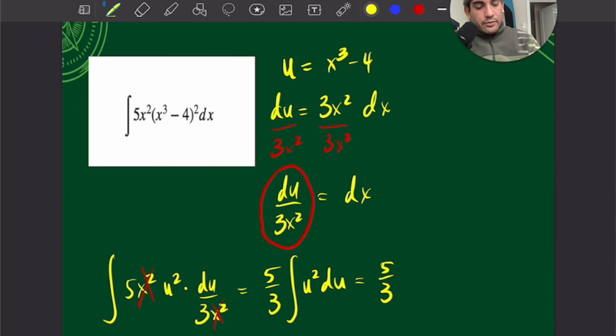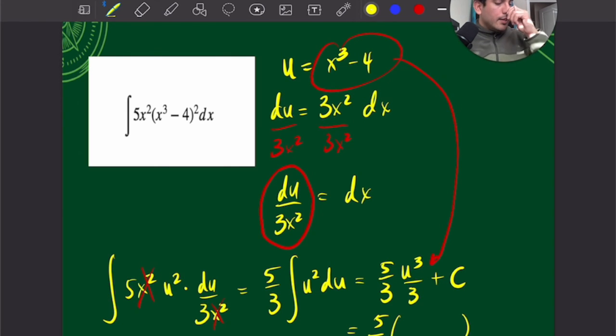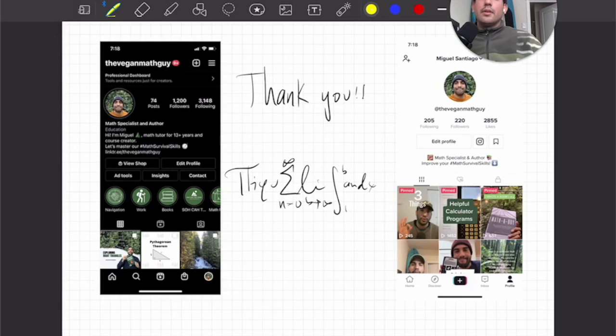So this is going to become 5/3, and remember the power rule, add 1 to the power, u cubed, divide by the new power. And don't forget your plus c. You cannot forget the plus c. All right, I'm going to simplify this by multiplying the 5/3 times the 1/3, and this becomes 5/9. And I'm going to already plug in the value of u that I originally made, x cubed minus 4, back into the u in my answer. So this is going to become x cubed minus 4, and then again, don't forget your plus c. All right, and that's it.